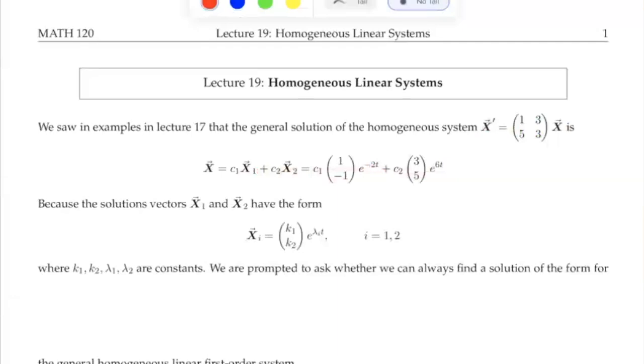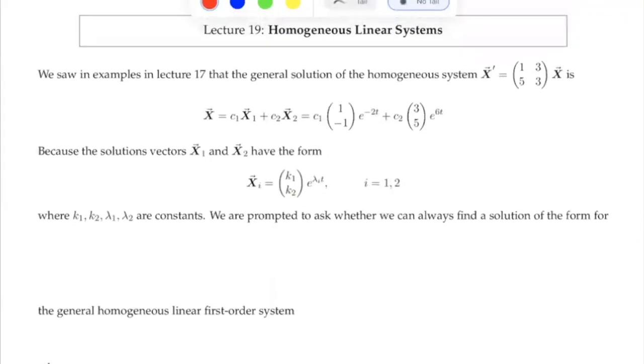And because of the form that we have, the solutions are in exponential form. So x1 is (1, -1) times e to the -2t, that's exponential function form. And this is (3, 5) times e to the 6t, which again is an exponential function form. If you look more into this type of example, you will see that the solution vectors, in this case x1 and x2, have the form of (k1, k2) times e to the lambda t, right? So k1 and k2 are constants, and lambda 1 is equal to -2, and lambda 2 is equal to 6. These are just constants, right?